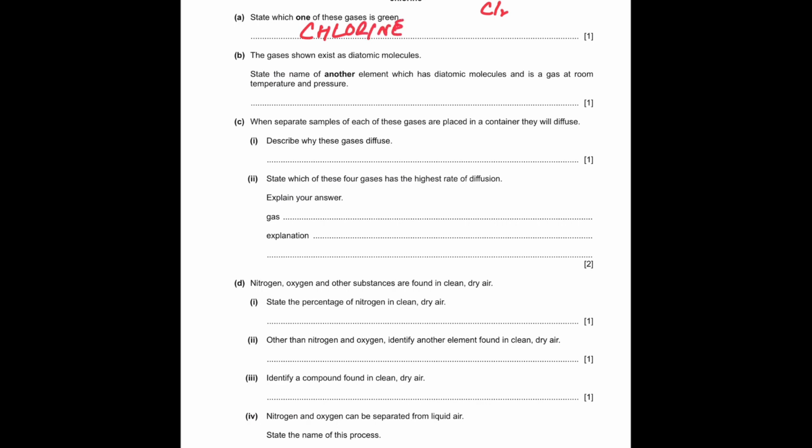And then the gases shown exist as diatomic. Look at this: H2, N2, O2, Cl2. So all these gases are diatomic. He said, state the name of the other element which has a diatomic molecule and is a gas. So diatomic, group number 7, simple as that. Fluorine. Fluorine exists as a diatomic gas.